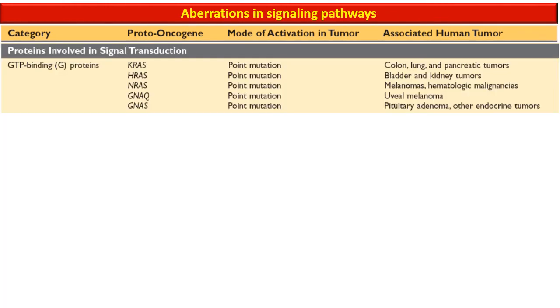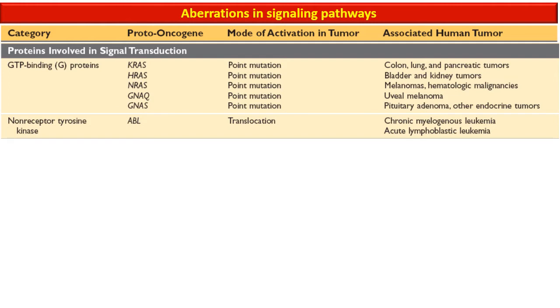Similarly, aberration in the KRAS, such as point mutation, is seen in colon, lung, and pancreatic tumors. HRAS point mutation is seen in bladder and kidney tumors. NRAS point mutation is seen in melanomas and hematologic malignancies. GNAQ point mutations are associated with uveal melanoma, and GNAS point mutations are seen with pituitary adenoma and other endocrine tumors.